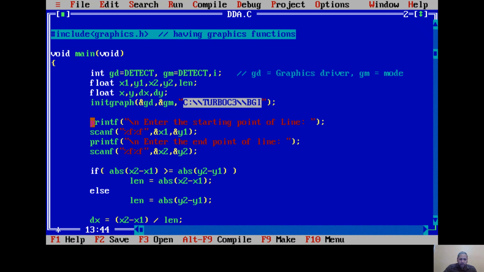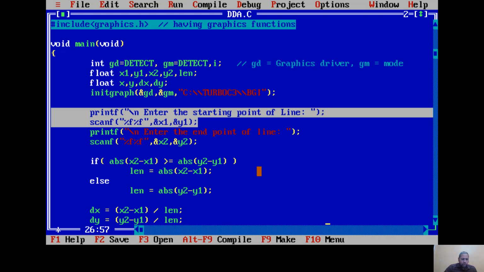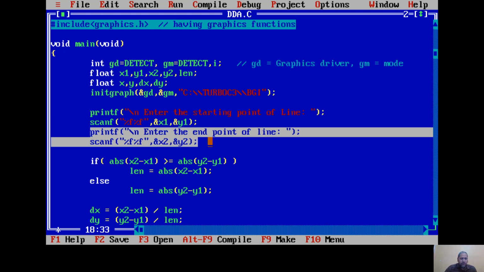After that I am taking these two values as input from the user. printf, enter the starting point of the line, and I am taking it with the help of scanf. I have taken x and y as floating point so that it is easier for calculation. After taking the starting point, we also take the end point of the line. printf, enter the end point of the line, so we are taking the x2 and y2 values, ampersand x2, ampersand y2.